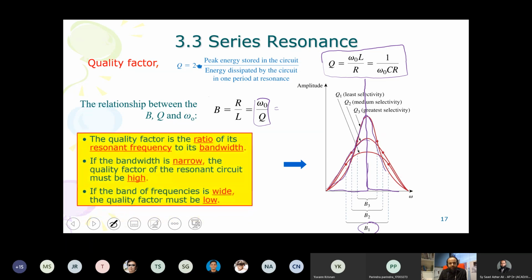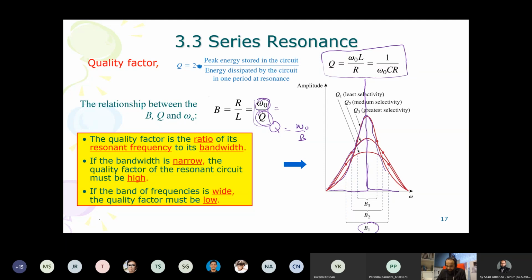All right. The quality factor is the ratio of its resonant frequency to its bandwidth. Okay, so resonant frequency and bandwidth. From the same thing, Q equals omega naught upon B. If the bandwidth is narrow, the quality factor of the resonant circuit must be high. So if we are very sure, very focused on choosing the frequencies, we have a high quality circuit. If the bandwidth is wide, the quality factor is low.